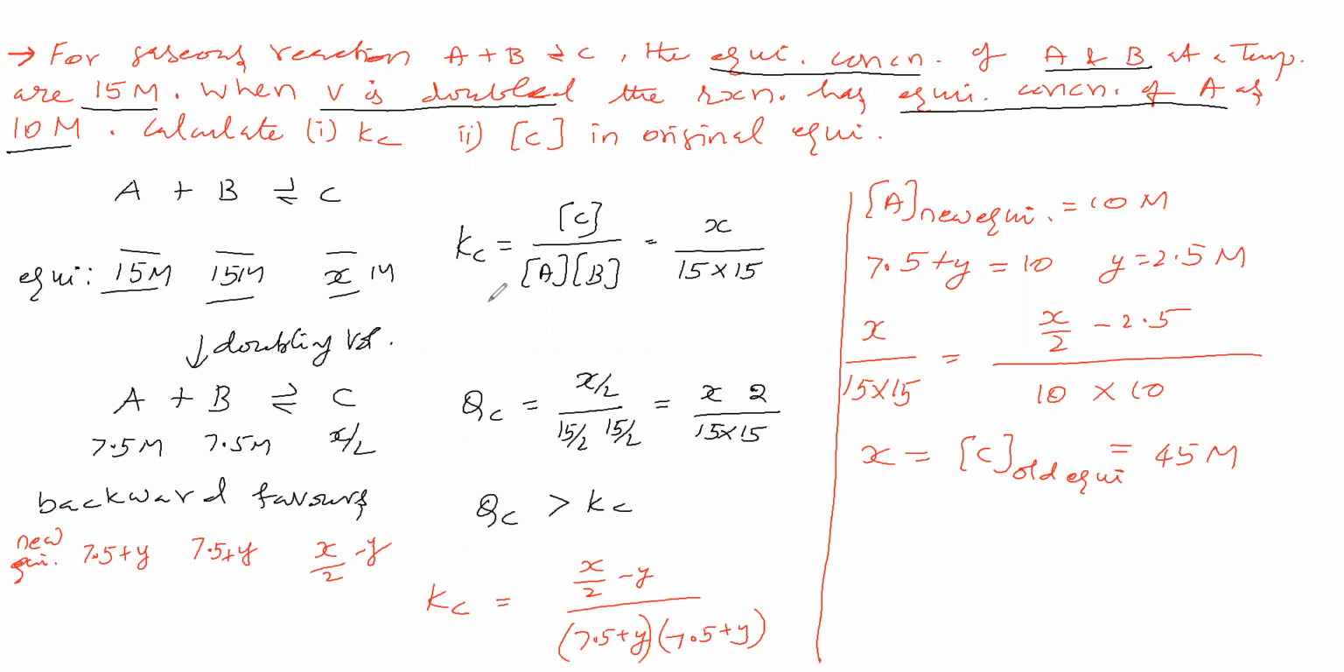In the first equilibrium, what is the concentration of C? We got it. Then we have to find the Kc value. For finding Kc, we substitute the concentration of C in the first equilibrium, that is 45 molar. Then concentration of A we know, concentration of B we know. By solving this we get a Kc value of 0.2. Okay, we got Kc for this sum.